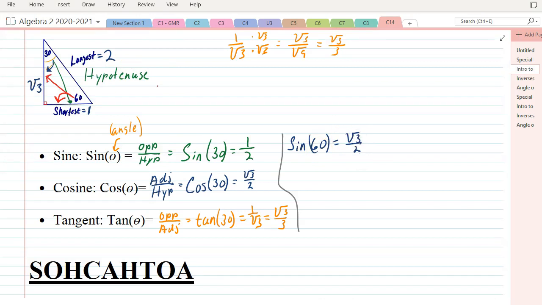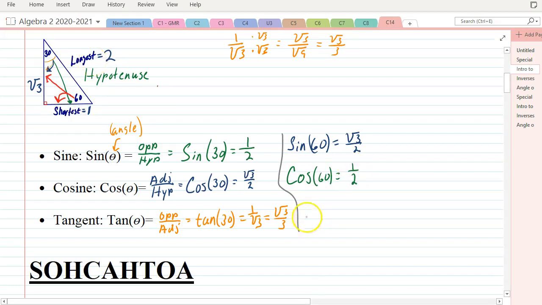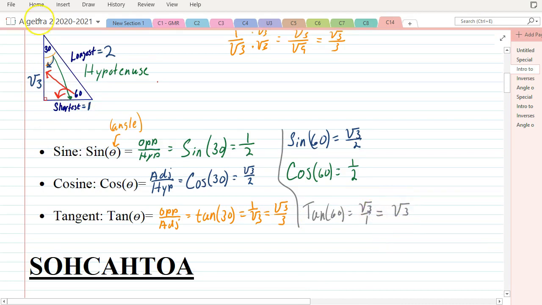Next, cosine of 60. So if we use 60 as our reference angle, the adjacent is the shortest, and the hypotenuse is still the hypotenuse. And last, tan of 60. The opposite of the 60 is the square root of 3, and the adjacent is the 1. That would give us the square root of 3 over 1, which can be reduced to simply the square root of 3.